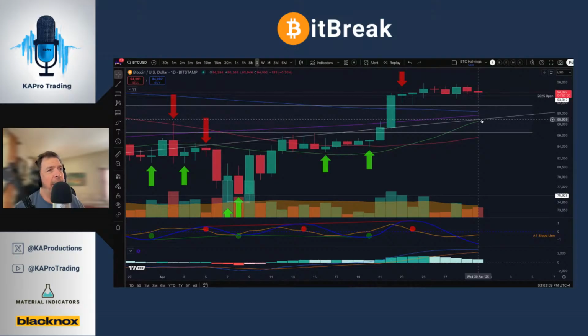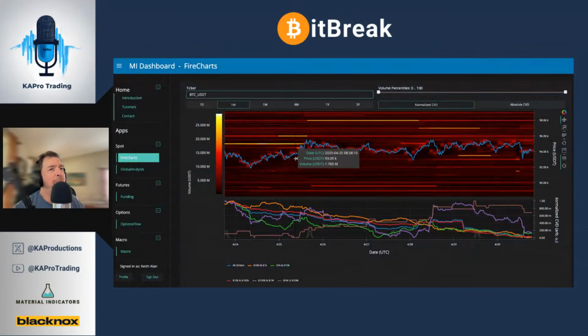Now, what does that look like in terms of liquidity in the order book? If we head over to Fire Charts, we can see this was the rug pull I told you about yesterday, and that opened the door for this to happen. I would call this an attempt at liquidity herding, but it was not successful, right? So we saw this liquidity moving around.